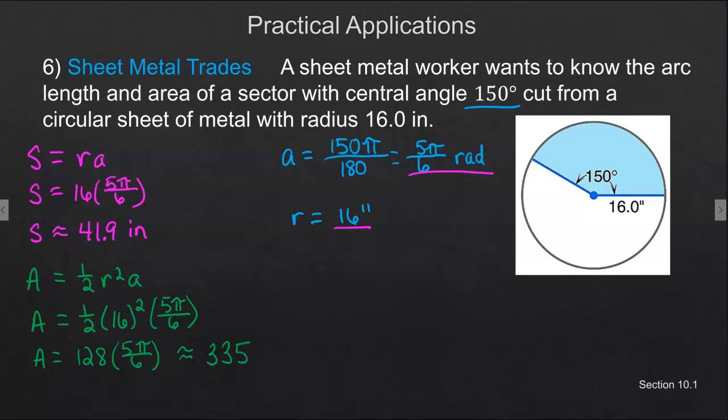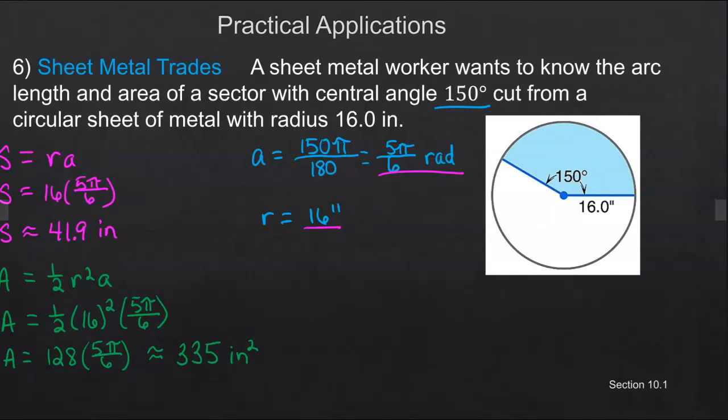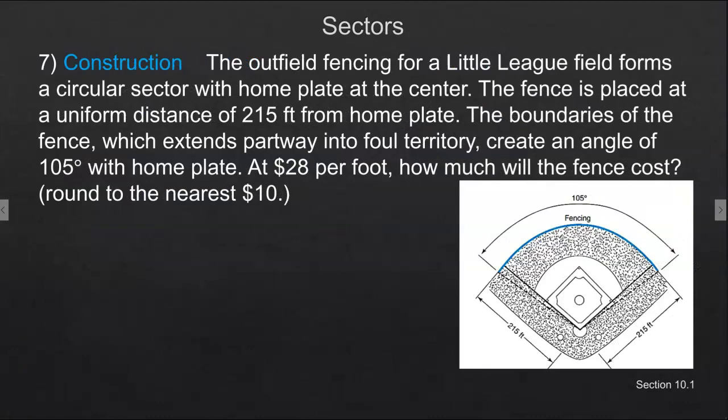And that is about 335 inches, and this is square inches because it's area. All area is in inches squared, feet squared, units squared, so you just have to remember how to label that. Arc length is a length, so we just do inches. Area is in square units. All right, we'll see if we can get part of this problem done. I'm not sure how far we can get.